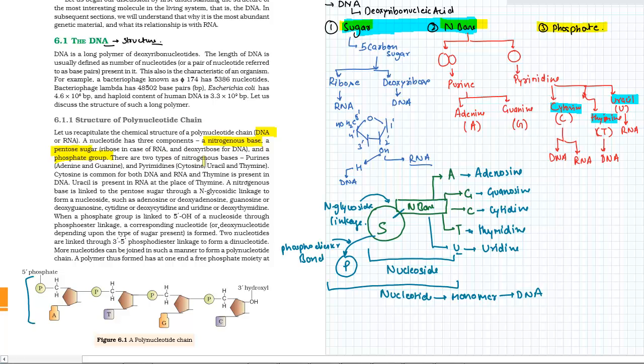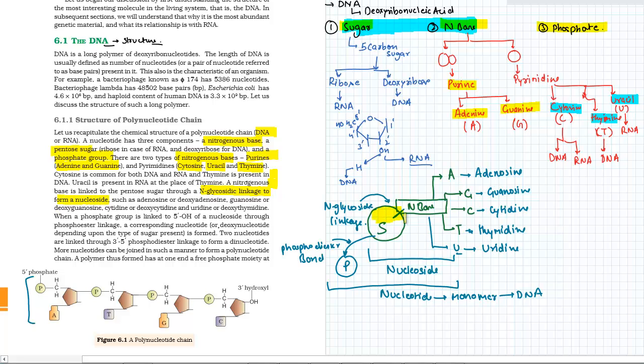There are two types of nitrogenous bases. Purines, which can again be divided into adenine and guanine. Pyrimidines into cytosine, uracil and thymine, out of which cytosine is present in both, uracil in RNA and thymine in DNA. The same line is right here. And after that we have the N-glycosidic linkage to form a nucleoside.